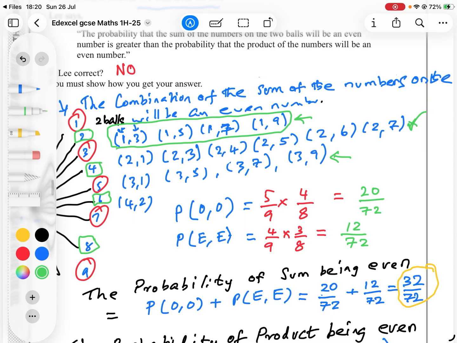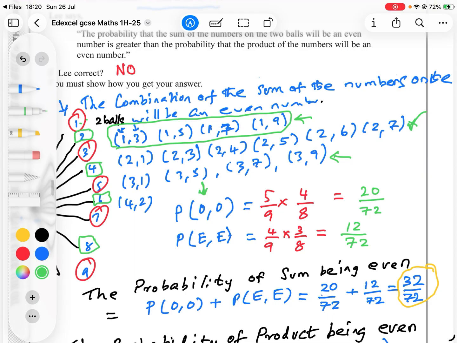If we take the first number odd from the box, how many odd numbers might you have? I've circled the odd numbers with a red circle: 1, 3, 5, 7, 9. So 5 numbers. You have 9 balls in total, and 5 balls are odd numbers. So the probability of an odd number is 5 over 9.